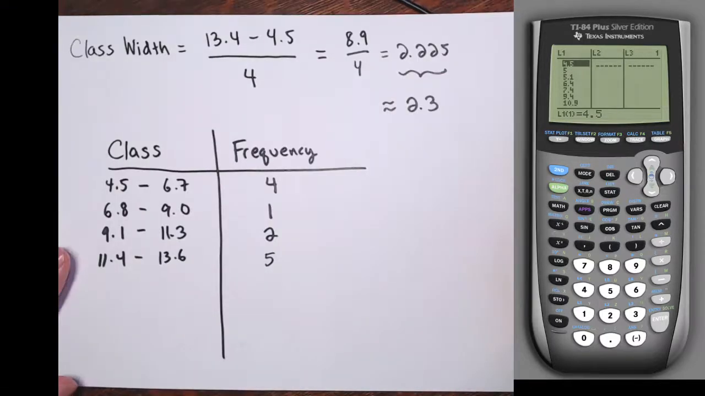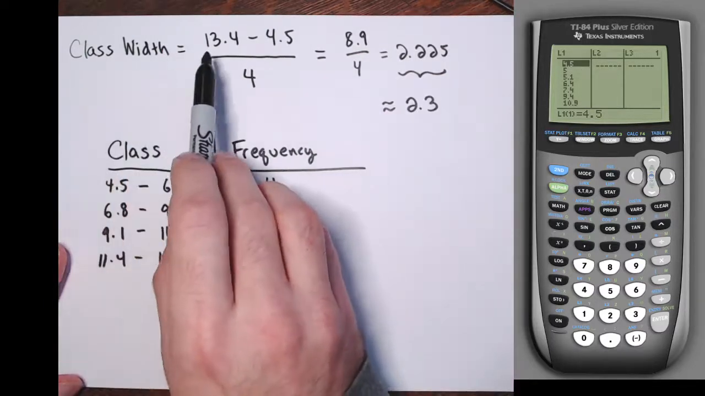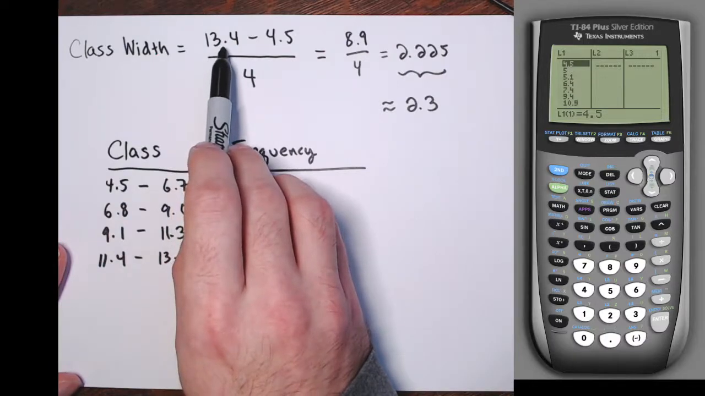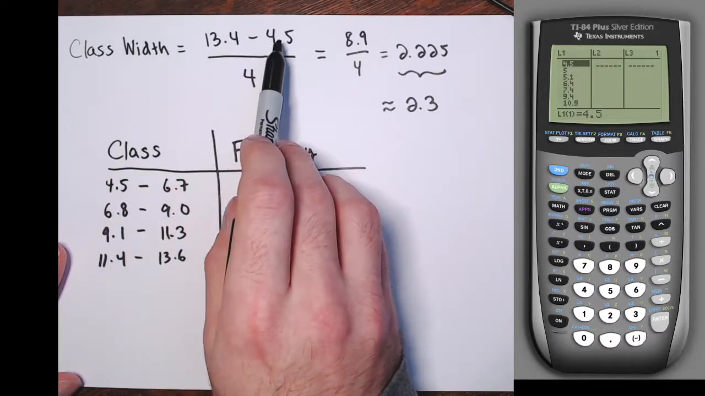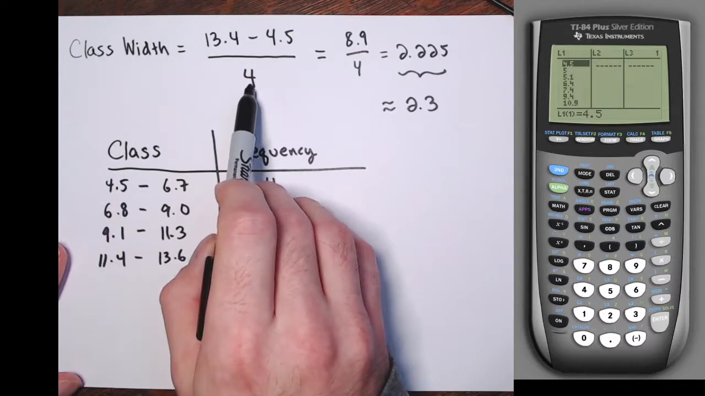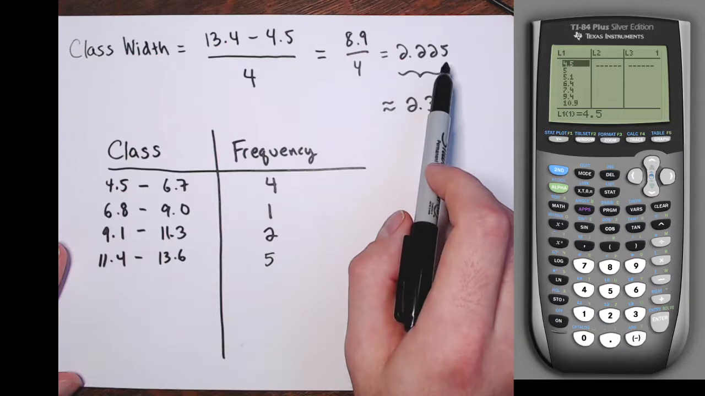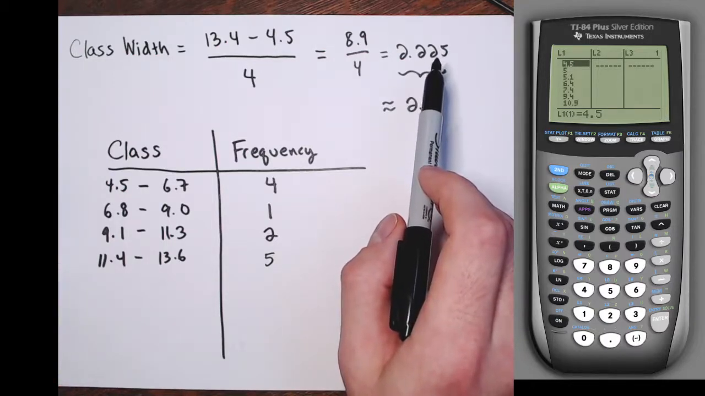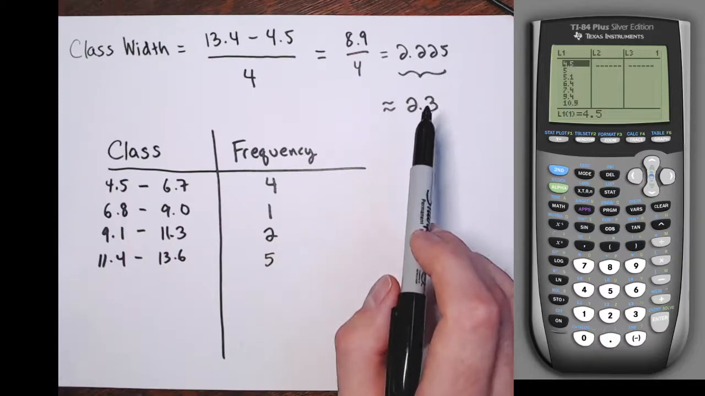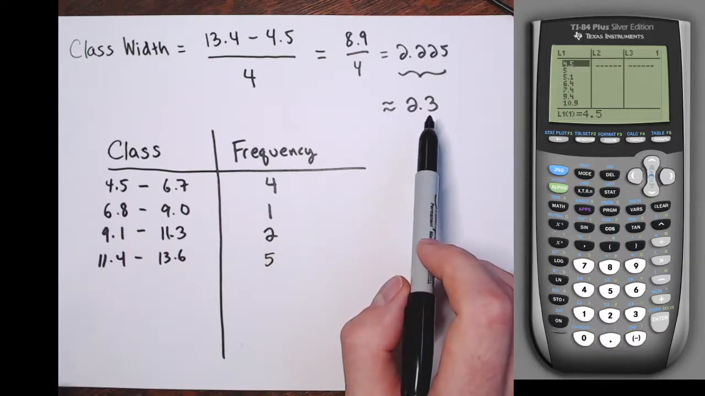All right, so I have gone ahead and taken this list of data that I've entered, there's 12 values in order from least to greatest, and calculated the class width. Remember, it's the largest value, 13.4, minus the smallest value, 4.5, divided by the number of classes. There's 4 classes here. This came up to be 2.225. But all the data was to the tenths place.